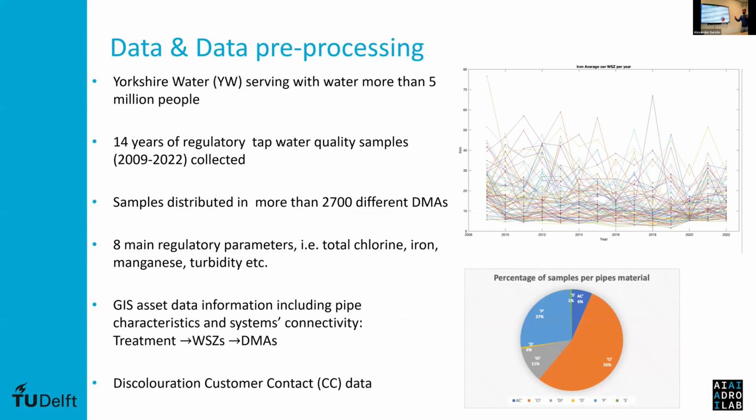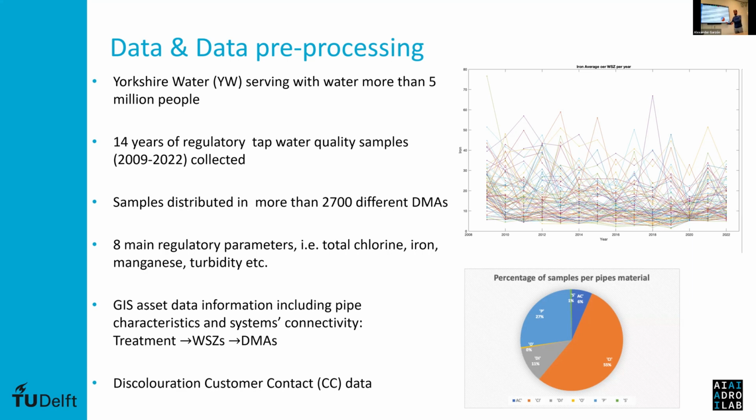The data that we used were from a water company in the UK. As I said, the one that you saw in the very beginning, this was the whole system of them. They're serving more than 5 million people with water, and we took from them 14 years of regulatory samples taken from the taps, from the period 2009-2022. These samples were distributed across more than 2,700 different DMAs. So the DMAs that I showed you before, imagine 2,700 of them. The main regulatory parameters were total chlorine, iron, manganese, etc.